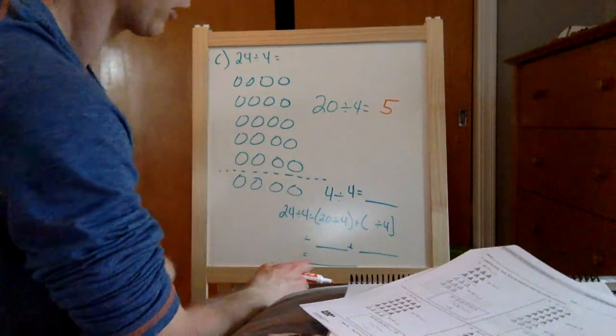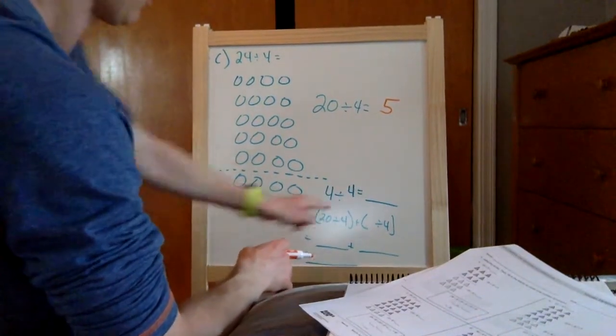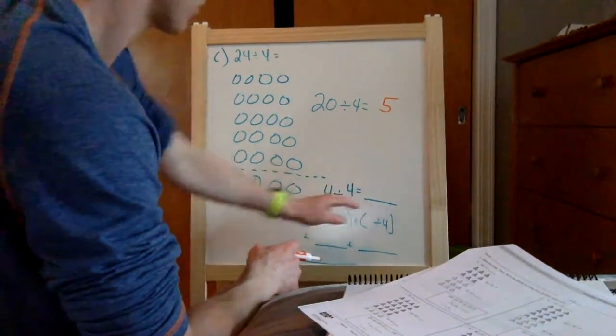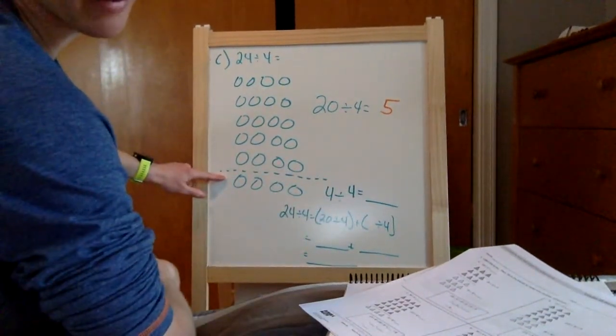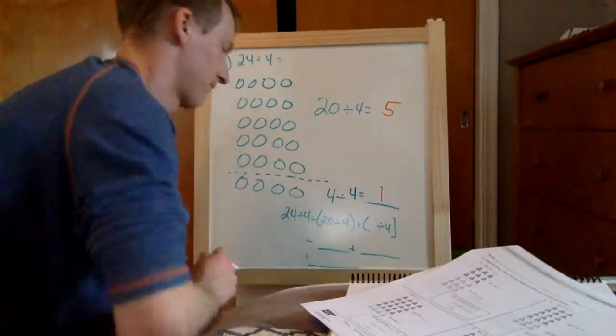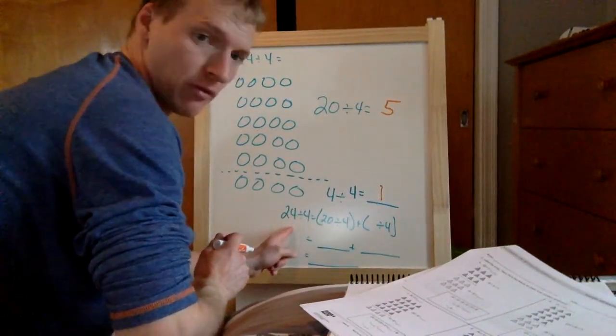4 divided by 4 equals. So, the 4 is telling us columns. 1, 2, 3, 4. The answer is the amount of rows. How many rows do I have in here? 1. Okay? Now 24 divided by 4.